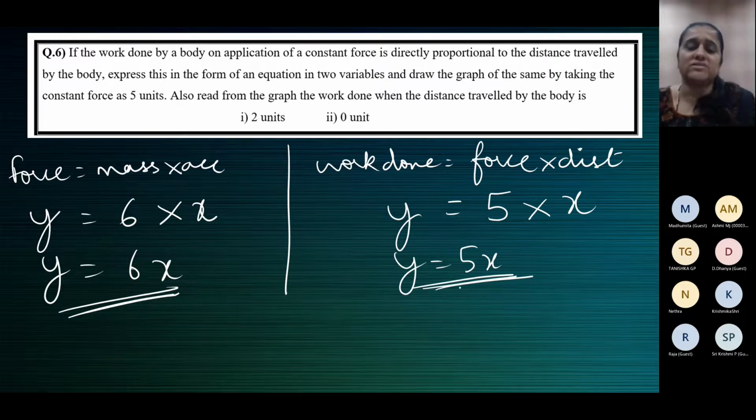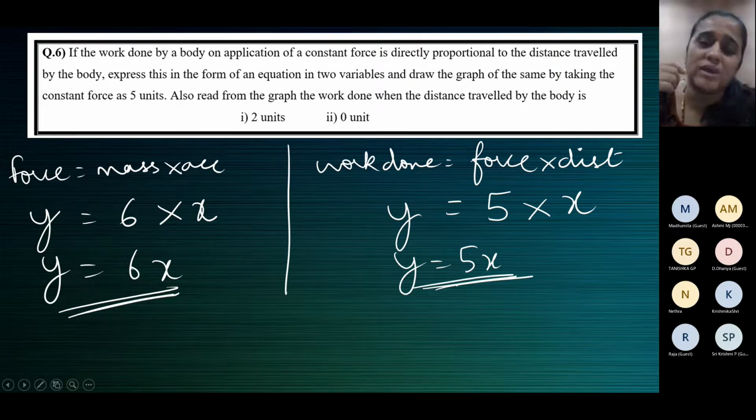Along the y-axis, you will take 1 centimeter is equal to 5 units, because for y you will get values like 5, 10, 15, 20, 25, 30. You need to take only 3 values, but the values for y will be multiples of 5. So x-axis, 1 centimeter is 1 unit. Y-axis, 1 centimeter is 5 units, because the y values you get will be multiples of 5.